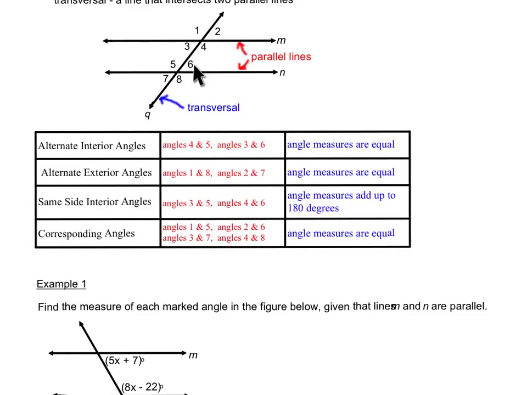And then we have corresponding angles, and those are angles that are basically in the same place with the parallel line and the transversal. So 1 and 5 are in the upper left-hand corner, 2 and 6 are in the upper right-hand corner, 8 and 4 are in the lower right-hand corner, and 7 and 3 are in the lower left-hand corner. And those are also congruent. So all of these relationships are congruent except for the same side interior. Those are supplementary.